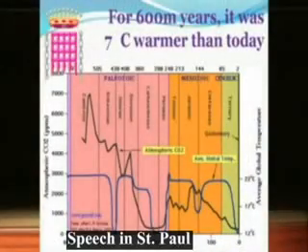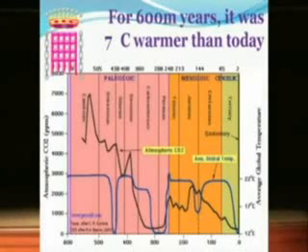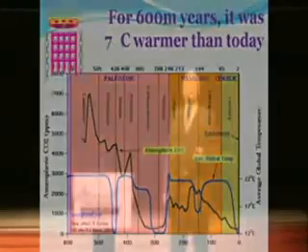And look at how little correlation there is in that graph between temperature in blue there and CO2 concentration in black. Plainly, CO2 is only a bit part player in all this.